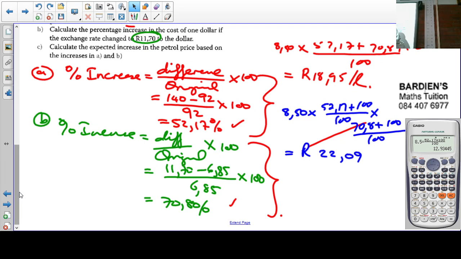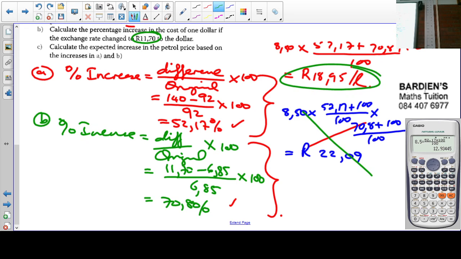So as we said, the question was to calculate the expected increase in petrol. The expected increase is going to be 18.95 cents. But the increased amount is going to be 18.95 cents minus your 8.50. That's the increased amount. Then I'd ask you for the increased percentage, so I'm going to say 18.95 minus 8.50 over 8.50 times 100. If you want me to do that calculation, we can do that as well.